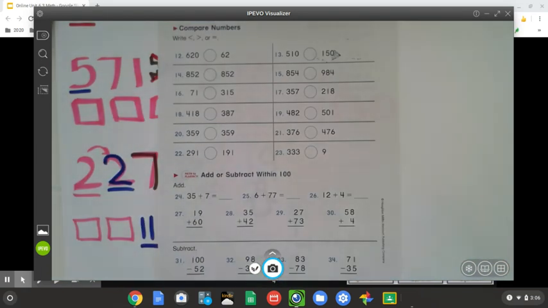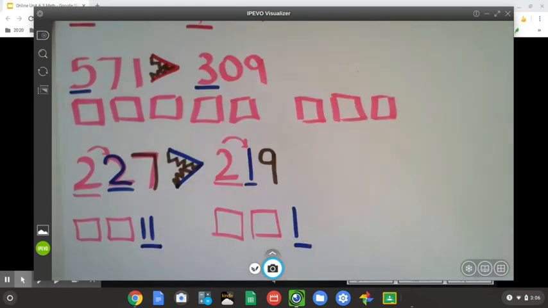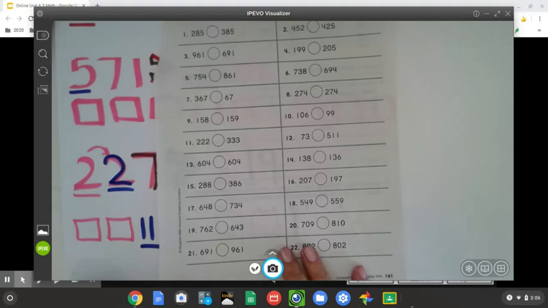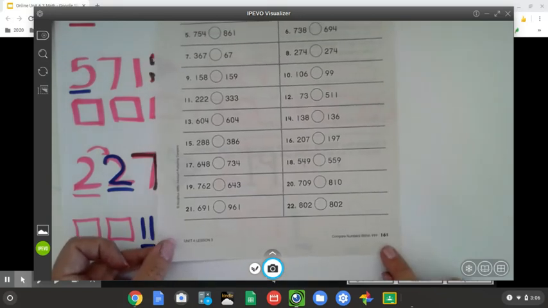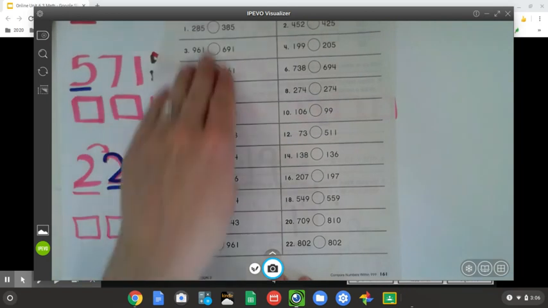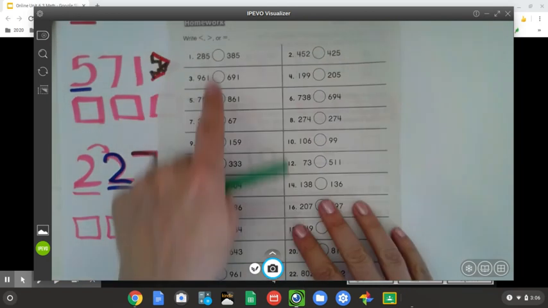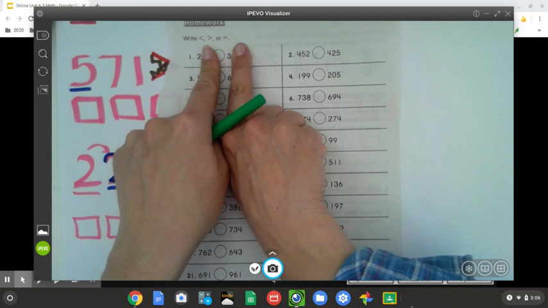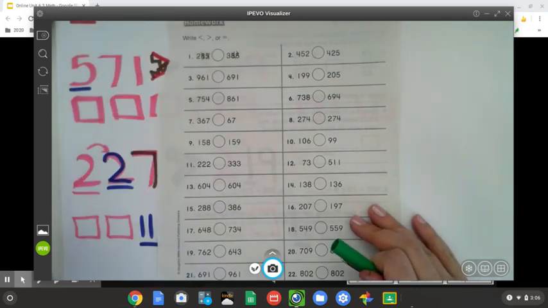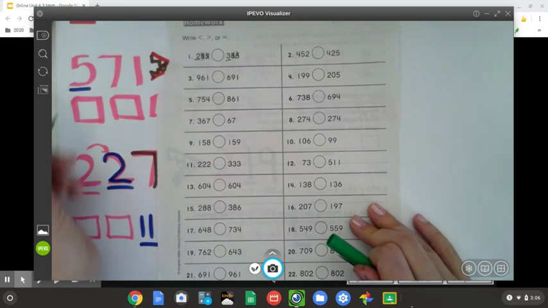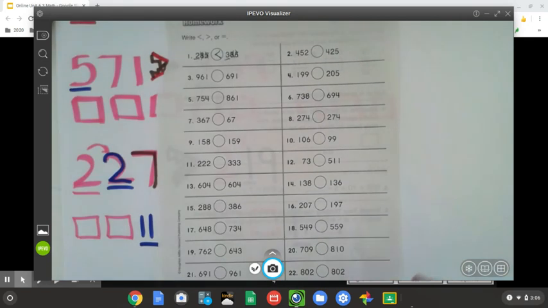Just a lot of practice, taking everything that we learned yesterday and applying it. If you are working out of your homework and remembering book from home, we are on page 161 today. And again, it's the exact same thing. So you're looking at those numbers, looking at your hundreds number first. Which number is bigger, 2 or 3? Boom, I'm done. I do not need to look at the 8 or the 5. It does not even matter in this case because right away I can see that 3 is larger than 2.